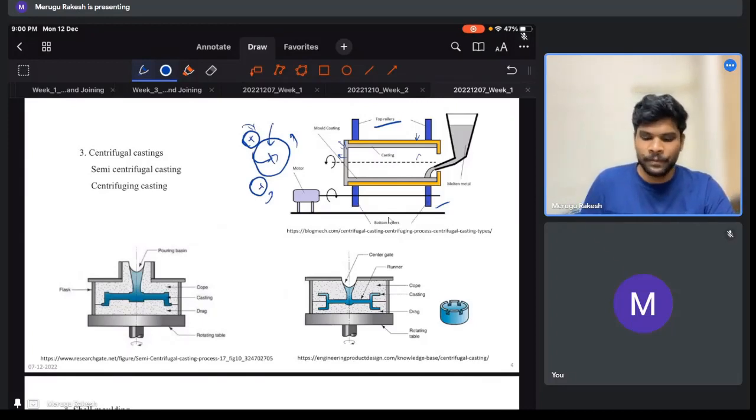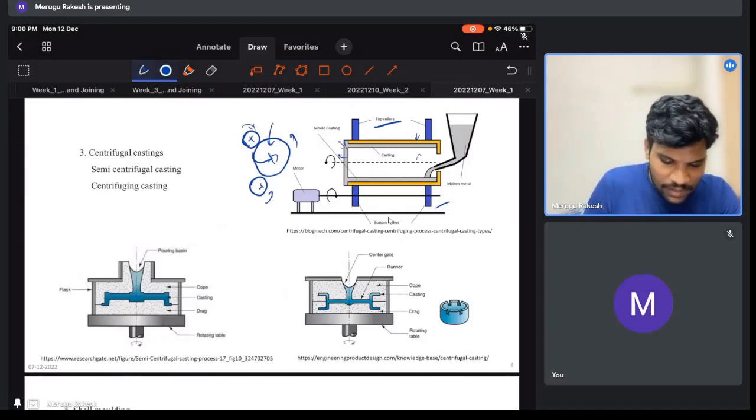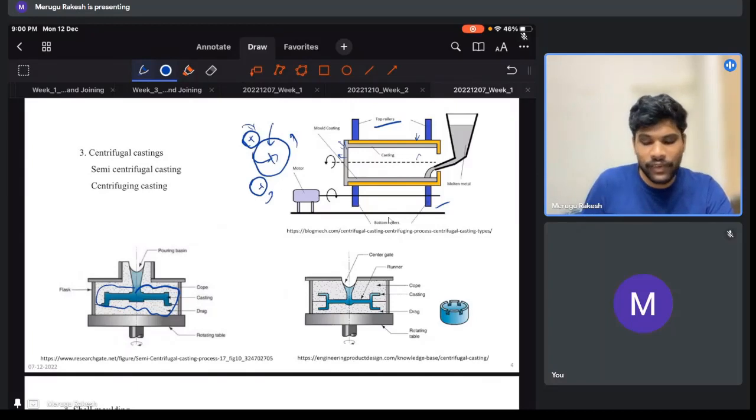You can remember. Now there are some other types of centrifugal casting: one is the semi-centrifugal and the other is the centrifuge casting. As you can see, both look similar, but here the entire product is what we produce, say a wheel used for the automobile. You can directly produce the wheel in semi-centrifugal casting. Just a pouring basin, a cope and drag, as well as the cavity.